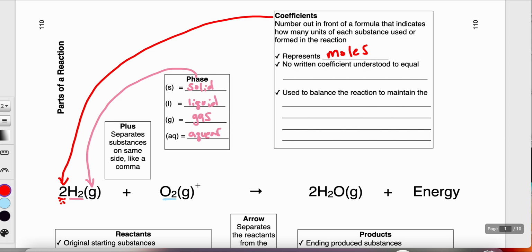Now, if you take a look, O2 does not have a number written out in front of it like the H2 does. So if there is no written coefficient, it is understood to equal 1 mole. So just like we don't write in subscripts of 1, we won't write in coefficients of 1. The purpose of these coefficients is to balance the reaction to maintain the law of conservation.